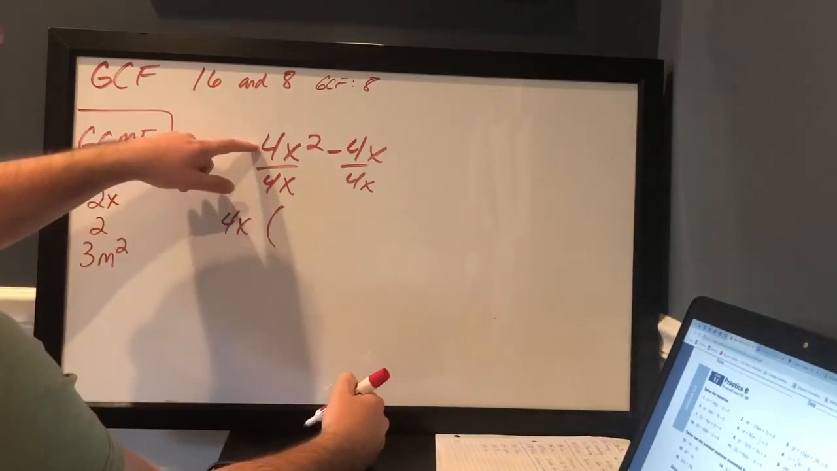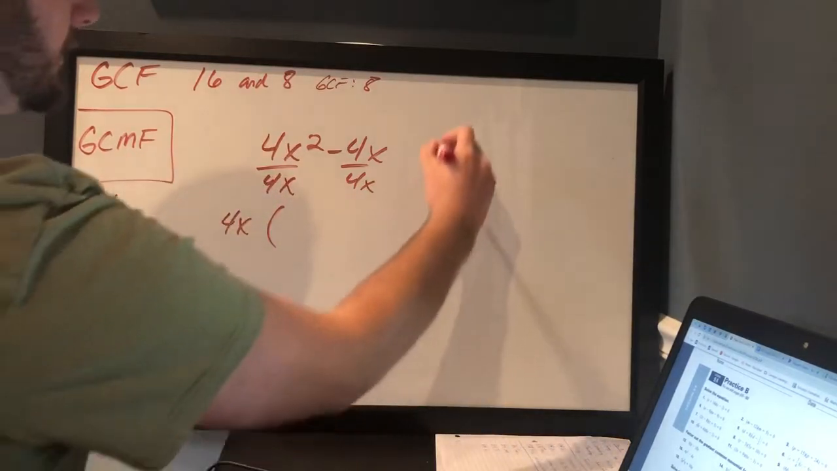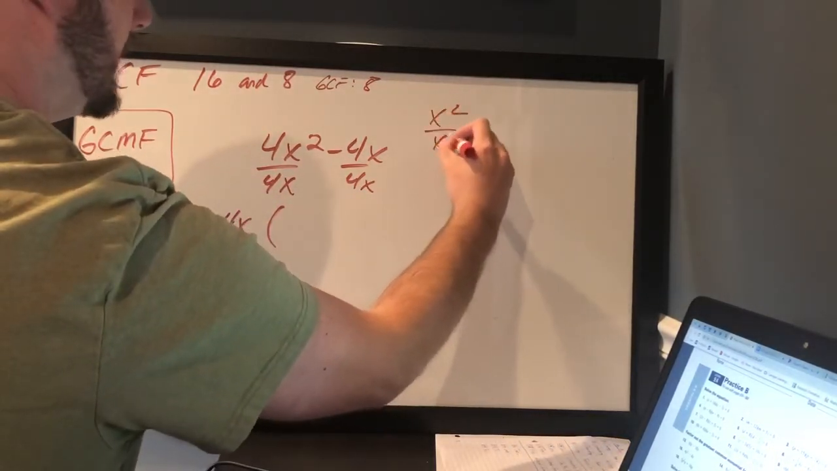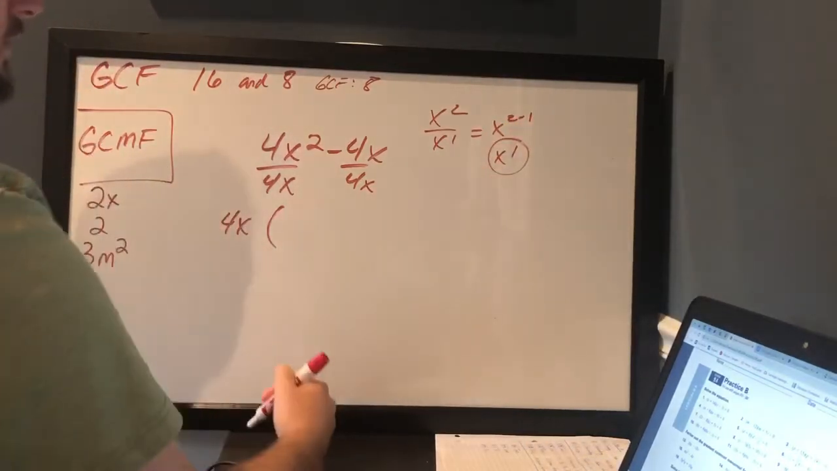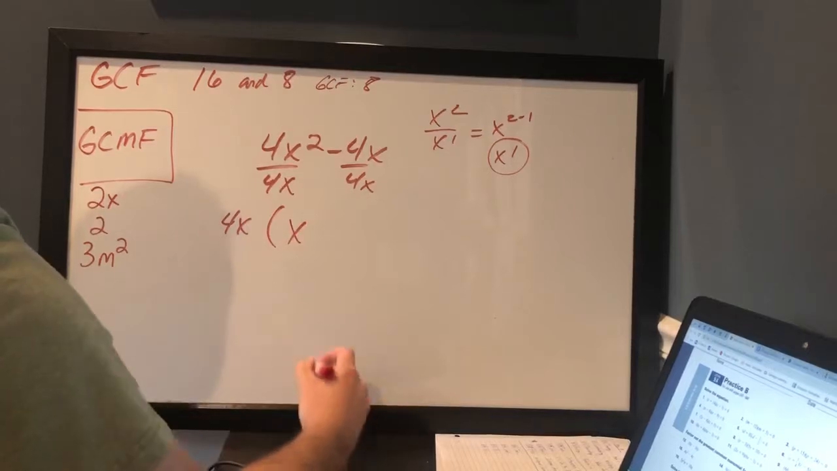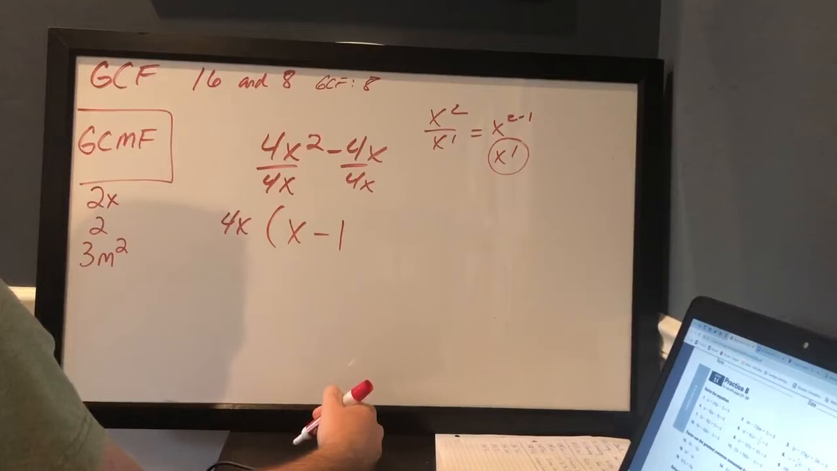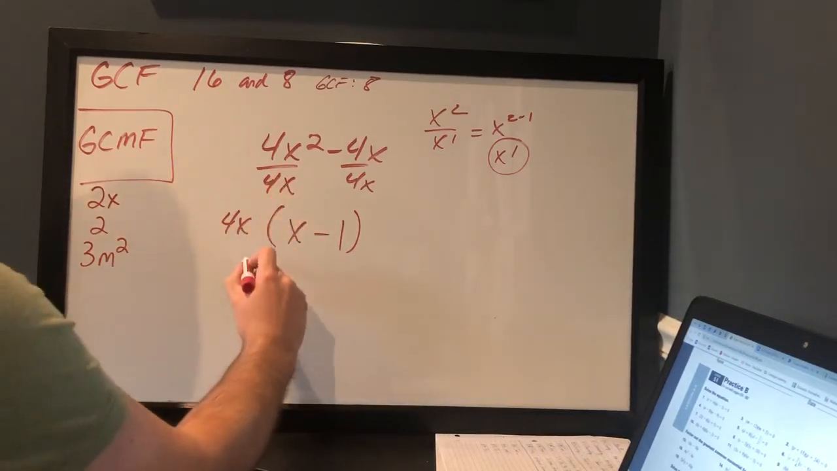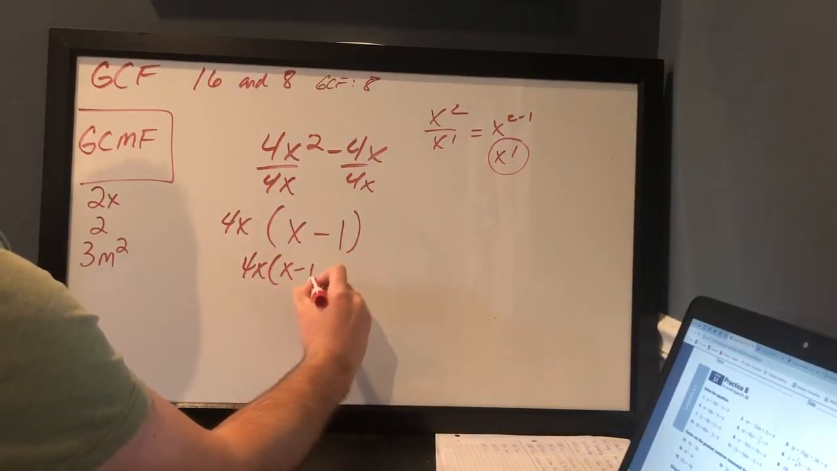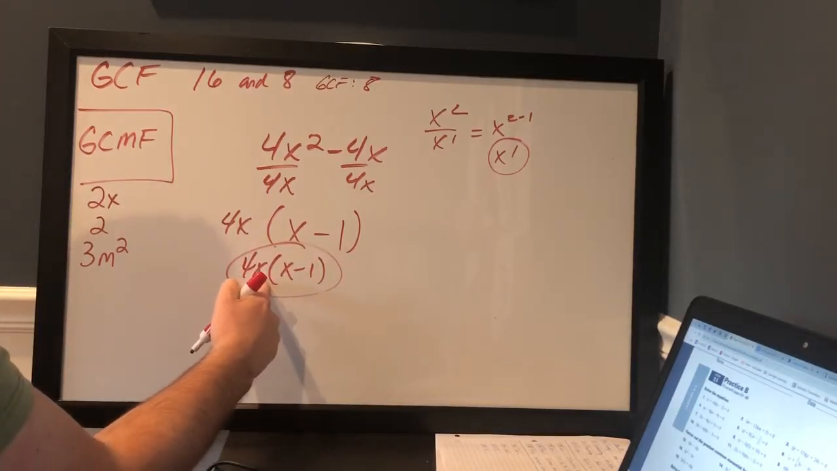All right, so what's 4 divided by 4? It's 1. What's x squared divided by x to the first? Well, remember our exponent rules say that when you have this, you subtract. So that would just leave us x to the first, or just x. And then what's anything divided by itself? 1. So your answer would be 4x times x minus 1, right? And again, when you enter this answer, don't put any spaces between the x and the parentheses.